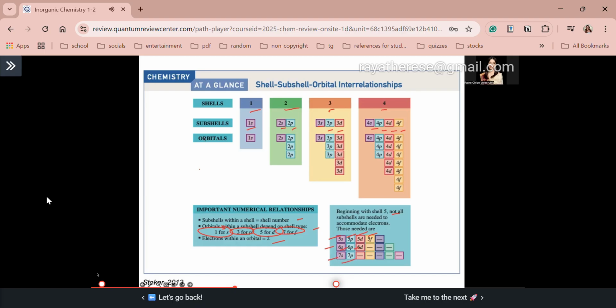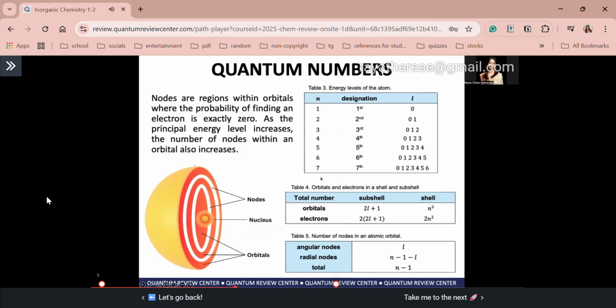Okay? Now, as shown in table 3, the principal quantum number n corresponds to the first, second, and third, and so on, energy level, right? And each of them has a corresponding L values. Again, guys, L must be equal to 0 to n-1. Next, table 4 shows that we can calculate for the sum of orbitals and electrons in a shell n and subshell L. So the total number of orbitals in a shell is equal to n squared. For a subshell, it's equal to 2L plus 1. For the total number of electrons in a shell, it's 2n squared. And for the total number of electrons in a subshell, it's 2 times 2L plus 1.